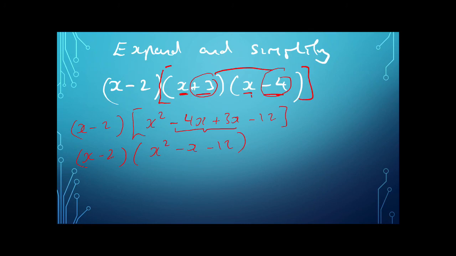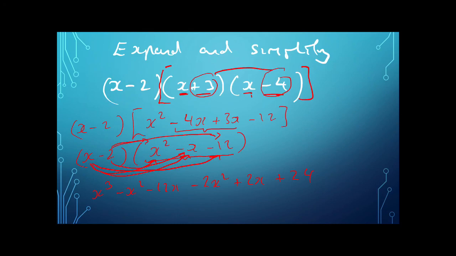Okay, we're going to multiply this bracket here by x minus 2. First we're going to multiply by x. So x times x squared is x cubed. x times negative x is negative x squared. And x times negative 12 is negative 12x. Now let's go to the negative 2. Negative 2 times x squared is negative 2x squared. Negative 2 times negative x is positive 2x. And negative 2 times negative 12 is positive 24.